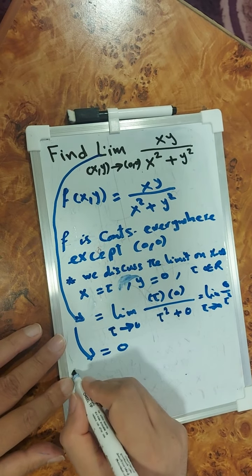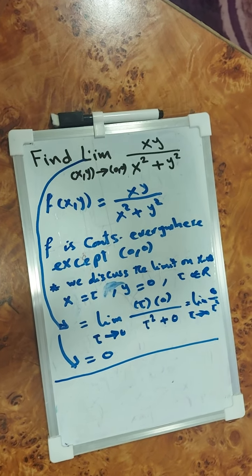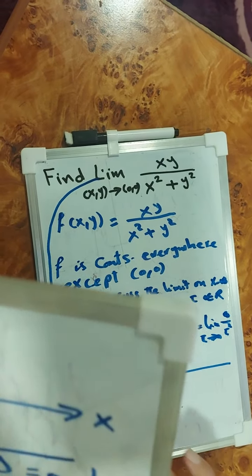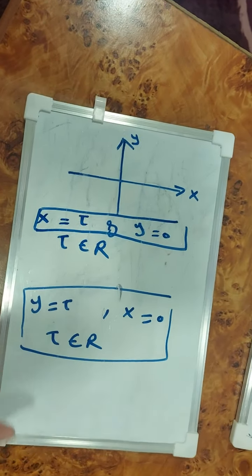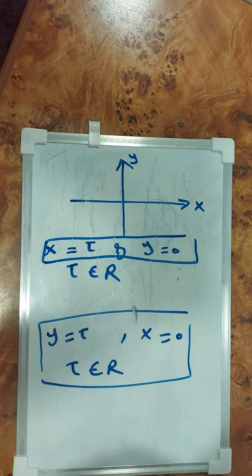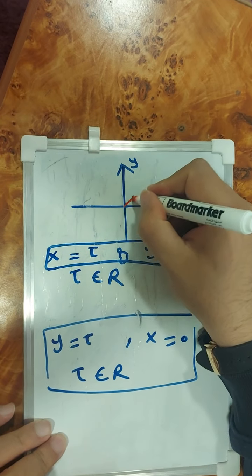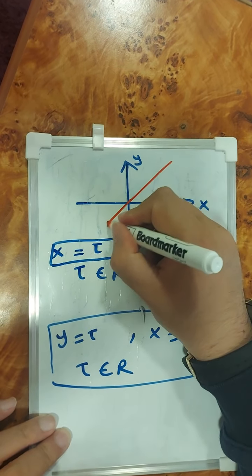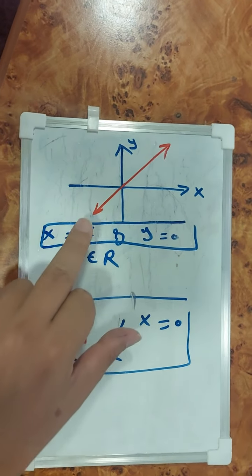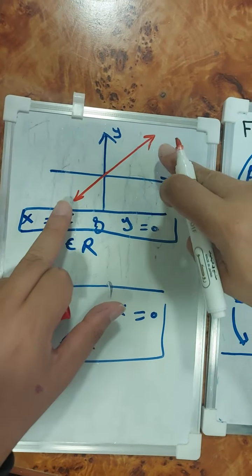Then we will discuss this limit on another axis, on another line, the line y equal x. We will take the line y equal x. This is the line y equal x. Another line. We will discuss the existence of the same limit on the another line y equal x.